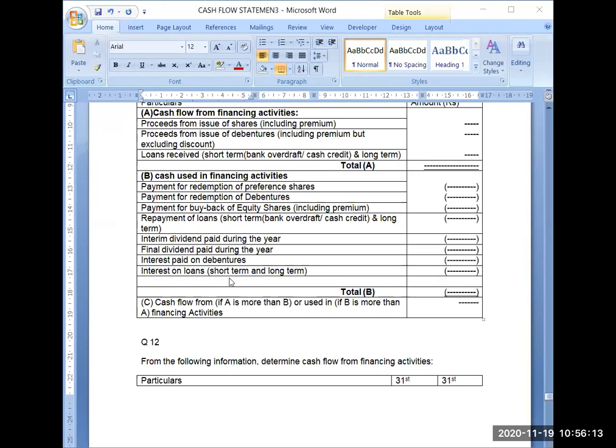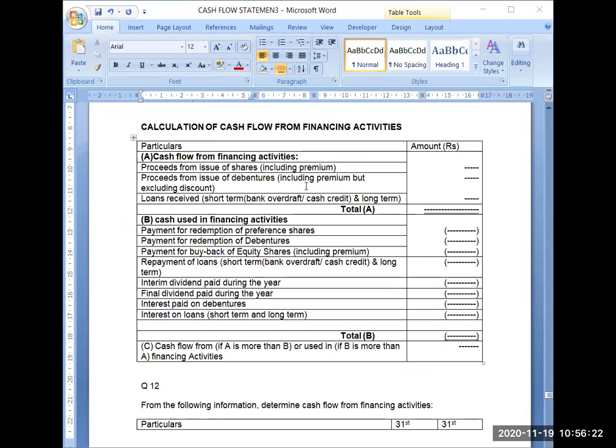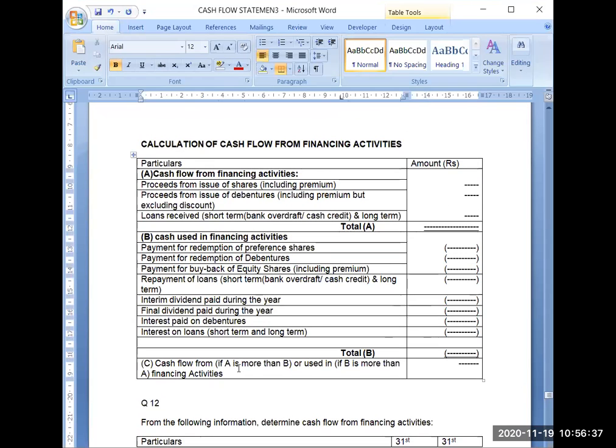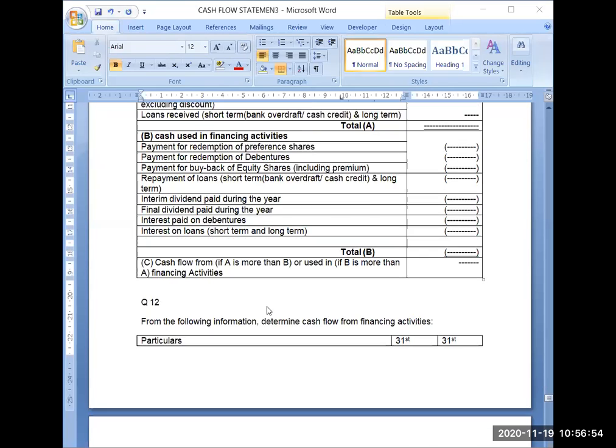So these all are outflows of financing activities. Maybe your inflows are more, or maybe your outflows are more than your inflows. If inflows are more than your outflows, then it will be termed as cash flow from financing activity. And if your outflows are more than your inflows, then it will be termed as cash used in financing activity. This is the last major section of the cash flow statement. If you have practiced these all three separately, only then you will be able to attempt the full question. Otherwise, you may get confused. So please first do these three sections separately, only then you will be able to complete the full question.